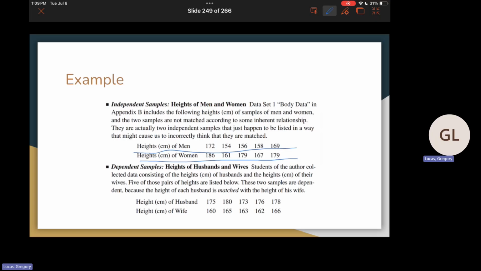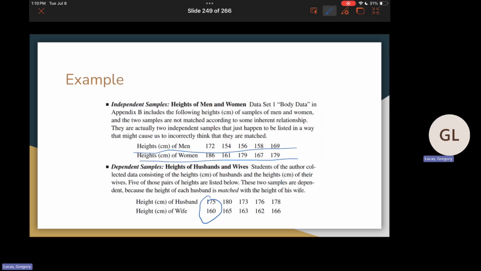Dependent samples: students of the author collected data consisting of heights of husbands and their wives. Five of those pairs of heights are listed below. So here there's a relationship. Each husband is matched with their wife, and these two data values have a relationship because the wife is paired with the husband.